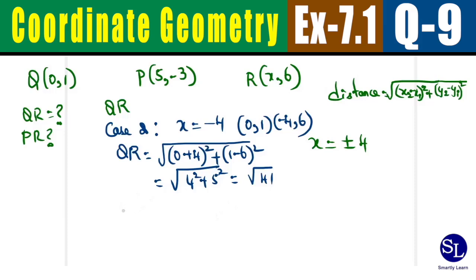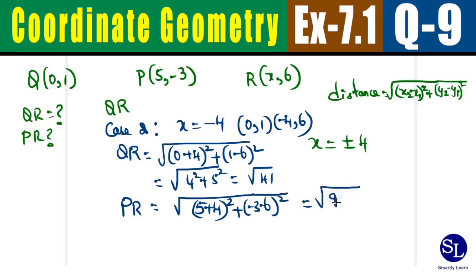Now let's compute PR. In this case, it is 5 minus of minus 4, which is plus 4. So (5 plus 4) the whole square plus (minus 3 minus 6) the whole square, which is equal to 9 squared plus 9 squared, 81 plus 81. So root 162. In each case, please ensure that you take case 1 for both the distances and case 2 for both the distances. And depending upon these different values, you can mark it as the final answer.